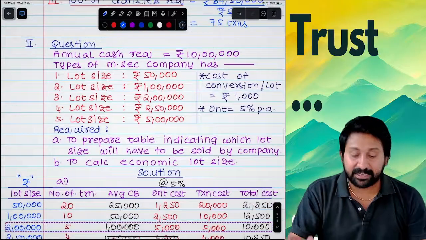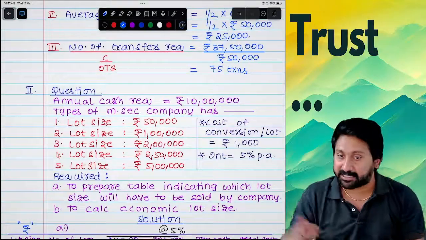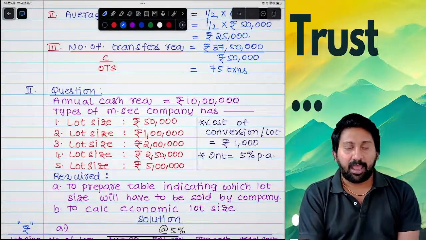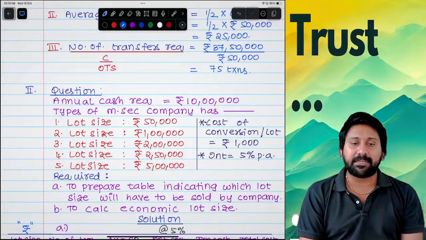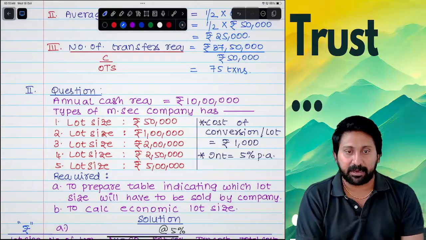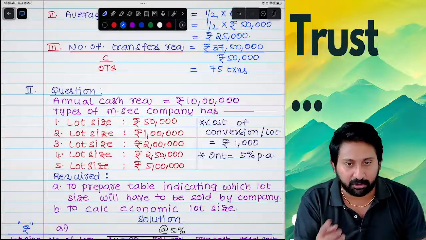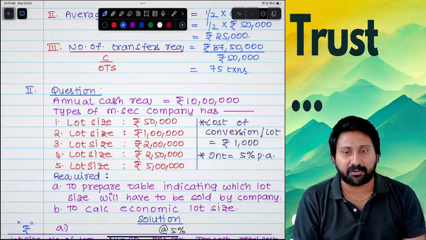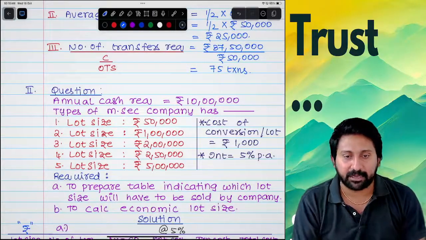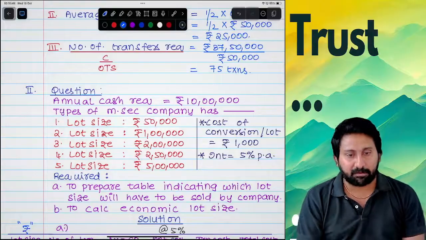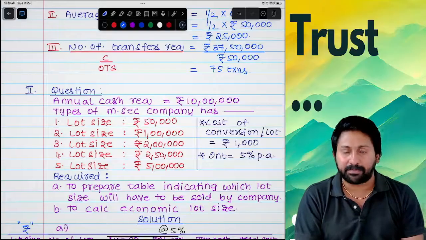Next. There is a table approach to the same. This is more important in the exam. 4-5 times it is tested also in the recent attempt. Annual cash requirement is 10 lakhs. The company has 5 types of marketable security investment. They can sell in 5 lot sizes: 50,000, 1 lakh, 2 lakh, 2 lakh 50 and 5 lakh. Cost of conversion per lot, means the transaction cost to sell, is 1,000 per transaction. Interest cost is 5%. Prepare a table indicating which lot size will have to be sold by the company, means the economic lot size.